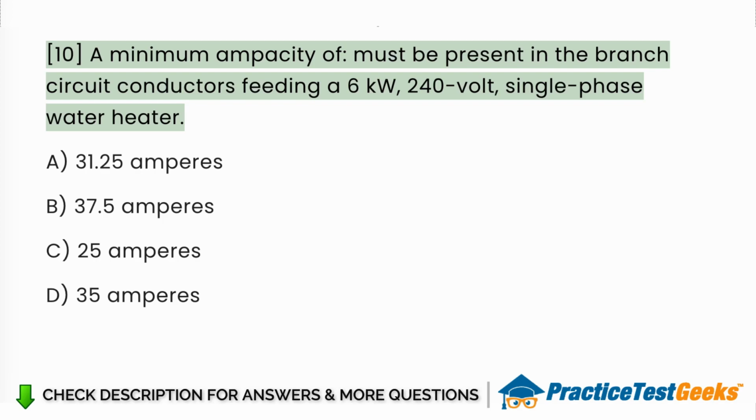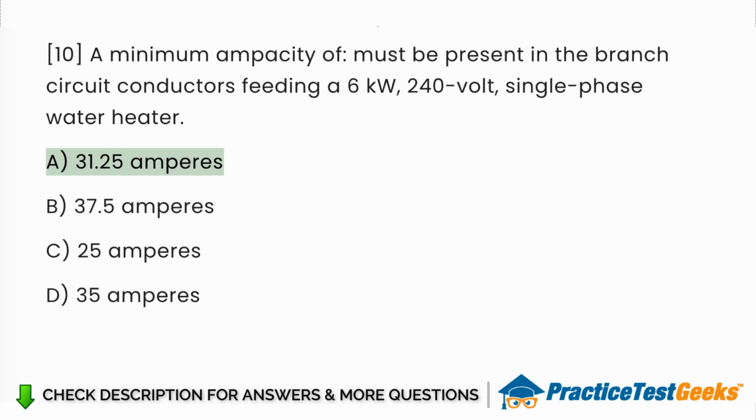A minimum ampacity of blank must be present in the branch circuit conductors feeding a 6 kilowatt, 240 volt, single-phase water heater. A. 31.25 amperes. B. 37.5 amperes. C. 25 amperes. D. 35 amperes.